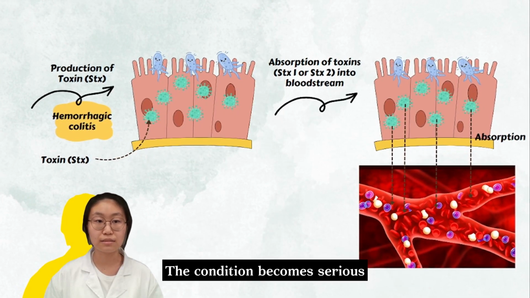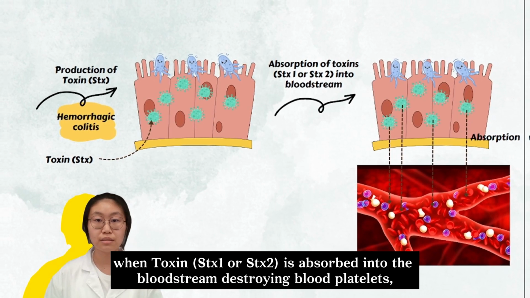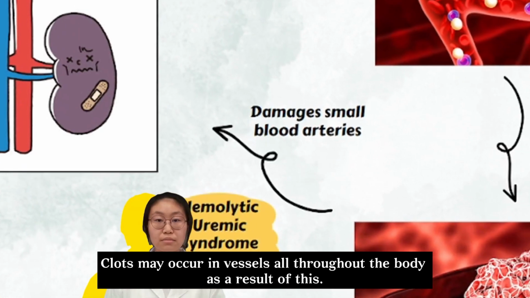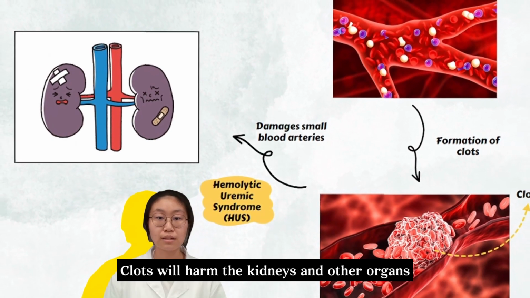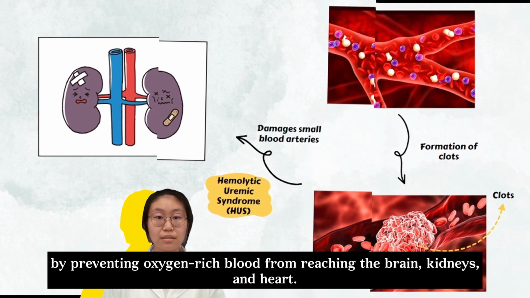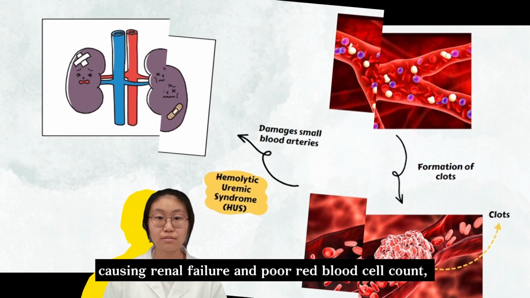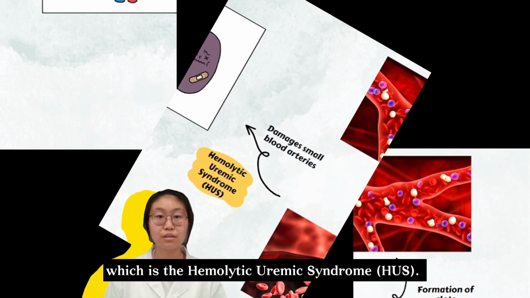The condition becomes serious when toxin STX1 or STX2 is absorbed into the bloodstream, destroying blood platelets, damaging and inflaming tiny blood vessels. Clots may occur in vessels all throughout the body as a result of this. Clots will harm the kidney and other organs by preventing oxygen-rich blood from reaching the brain, kidneys, and heart. This condition damages the kidney's small blood arteries, causing renal failure and poor red blood cell count, which is the hemolytic uremic syndrome (HUS).